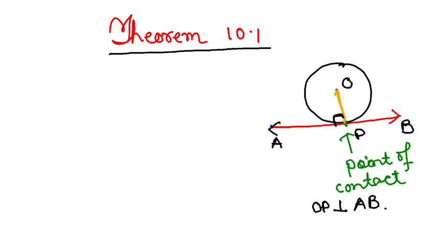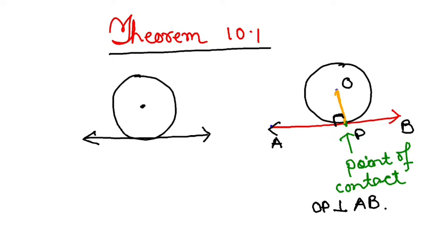Now how to prove this one? The proof is very easy. So let's redraw this entire diagram here. So this is a circle, this is the tangent, this is the center, this is the radius, and let's say OP is the radius and AB is the tangent, with P the point of contact. So we need to prove OP is perpendicular upon AB. So there's a logic here. Logically we will prove this one.